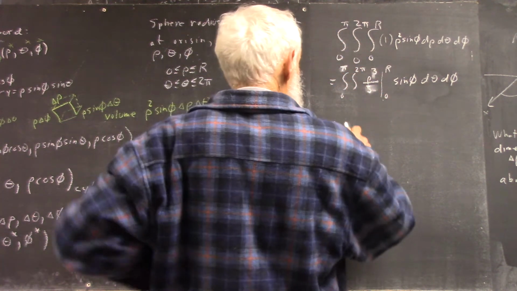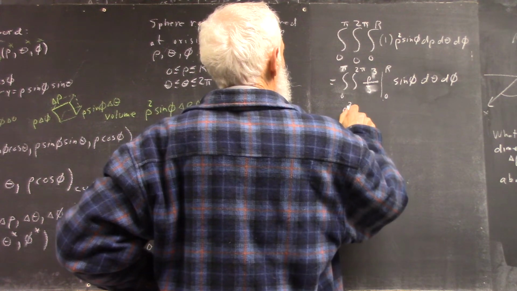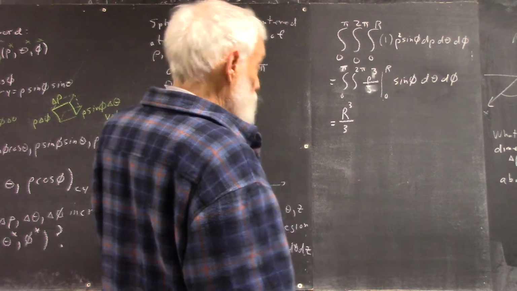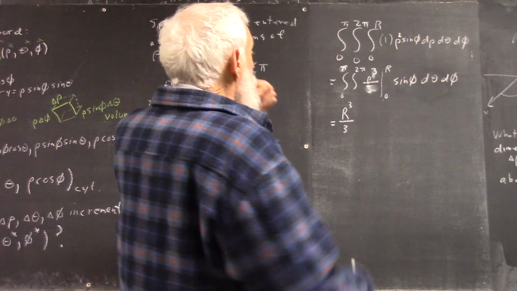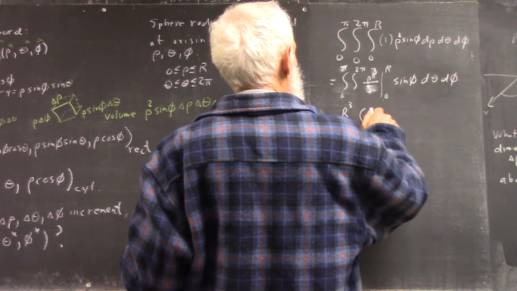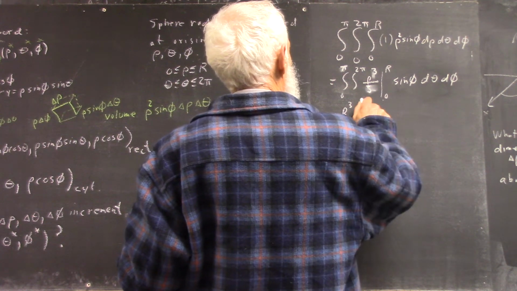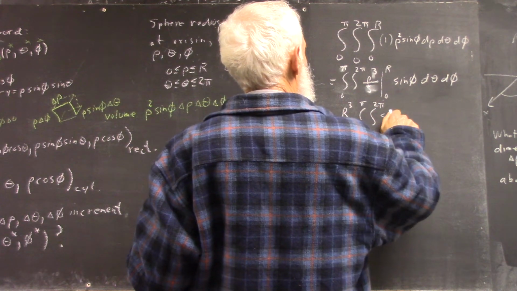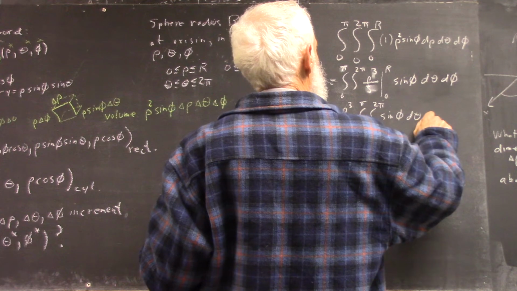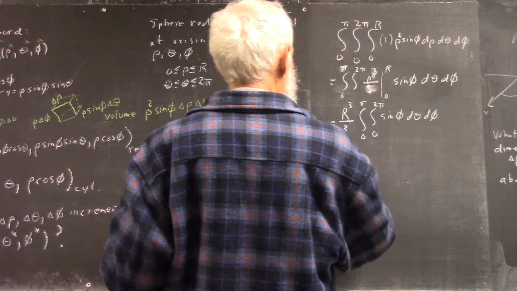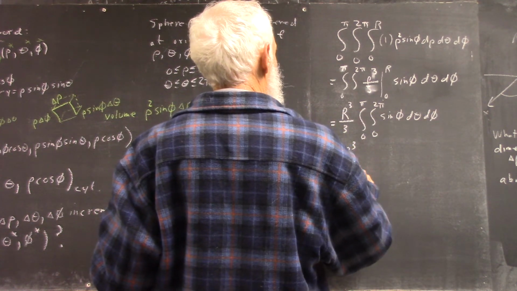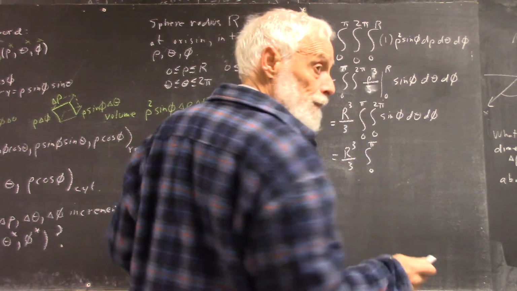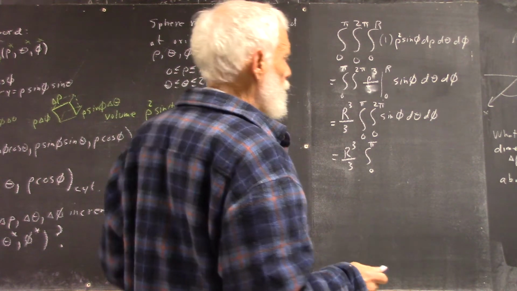just r cubed over 3. And that doesn't depend on theta or phi, so just write it outside the integral. And then that'll be the integral. Tempted to skip a step here, but I'm not going to. Okay, antiderivative of the sine is cosine, right? It's the negative of the cosine.